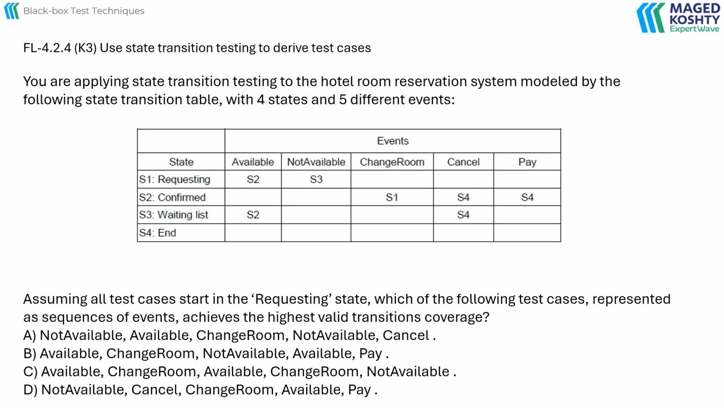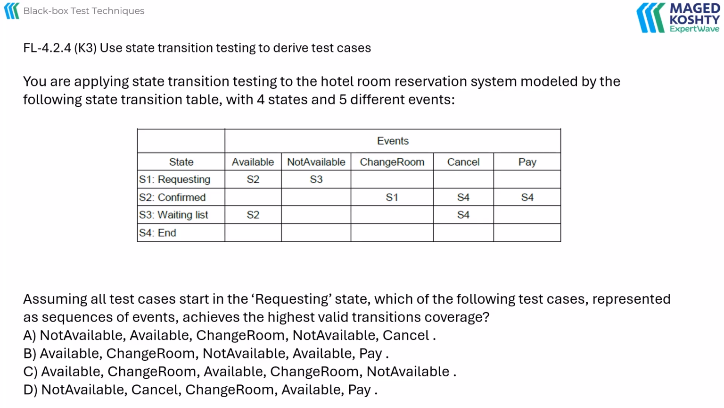Fourth and last question. This time we have a state transition table, not a state transition diagram. You are applying state transition testing to the hotel room reservation system, modeled by a state transition table. Assuming all test cases start in the requesting state, which of the following test cases, represented as sequences of events, achieves the highest valid transitions coverage?